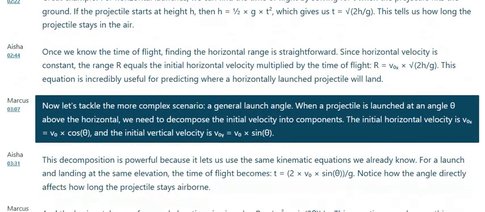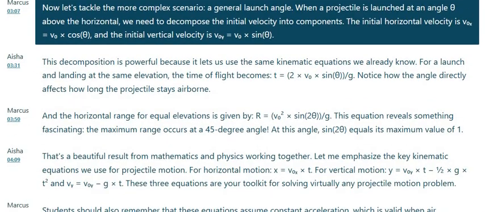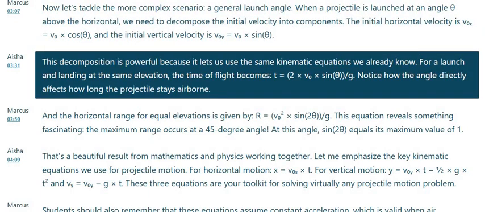Now let's tackle the more complex scenario, a general launch angle. When a projectile is launched at an angle theta above the horizontal, we need to decompose the initial velocity into components. The initial horizontal velocity is v naught x equals v naught times cosine theta, and the initial vertical velocity is v naught y equals v naught times sine theta. This decomposition is powerful because it lets us use the same kinematic equations we already know.